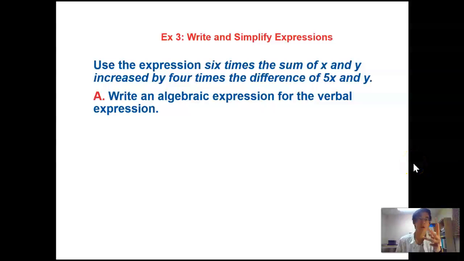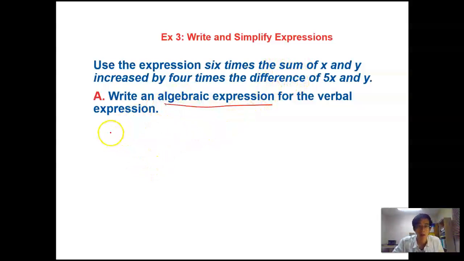Alright, so for this third example, we're going to combine everything we learned about writing verbal and algebraic expressions with simplifying expressions and distributive property. So I have this guy right here: 6 times the sum of x and y increased by 4 times the difference of 5x and y. I want to write an algebraic expression for the verbal expression above. In other words, I want to translate from words to numbers and variables.